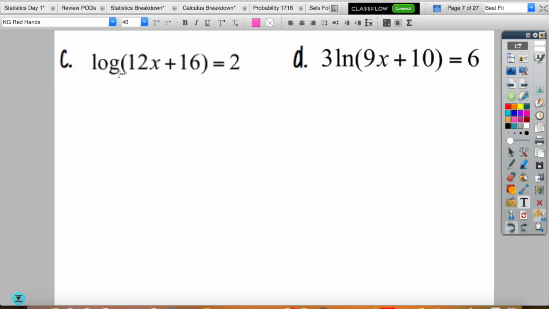And we only have one log, so we're good to go. Step 2 says to what? Rewrite. And this is part of the first one. We want to rewrite this.